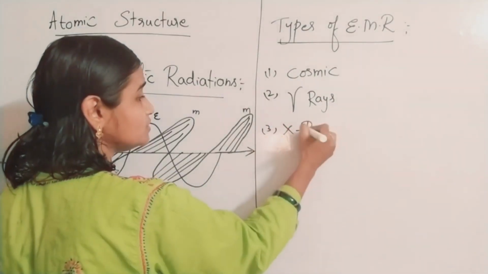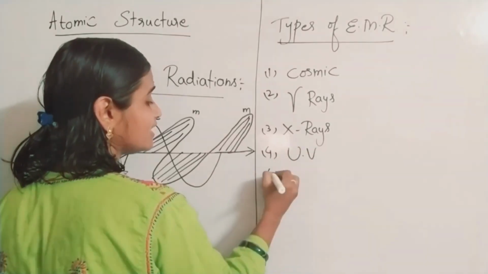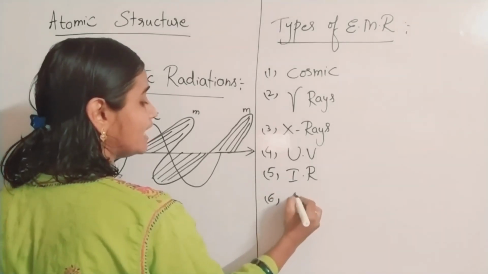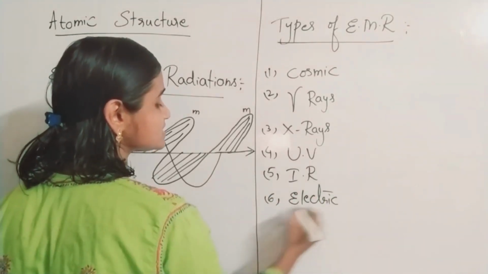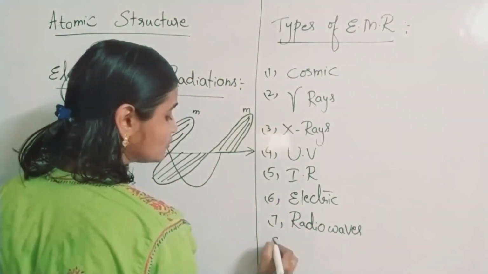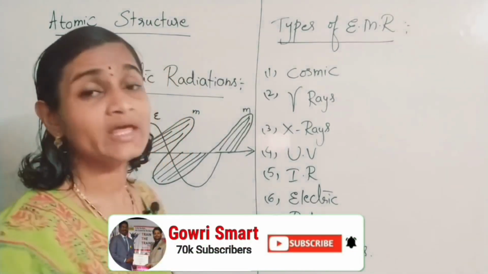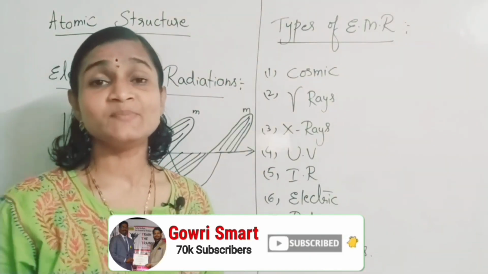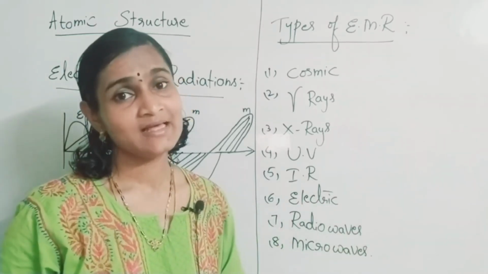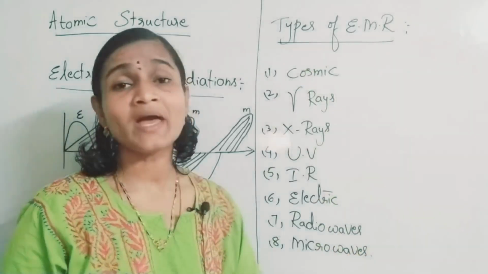Okay, X-rays, you have heard about these X-rays. And then UV rays, infrared radiations, IR radiations, and then electrical waves, radio waves, and then microwaves. Like this you have many electromagnetic radiations. Based on the wavelength range exhibited by them, each one of these types of radiations has its own importance. In different science fields we are using the electromagnetic radiations.